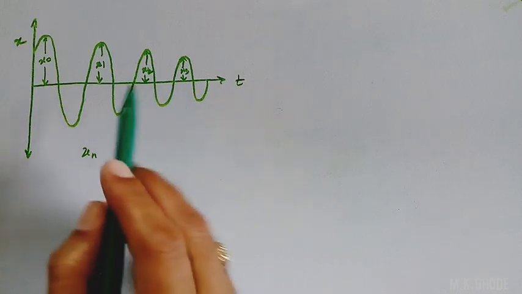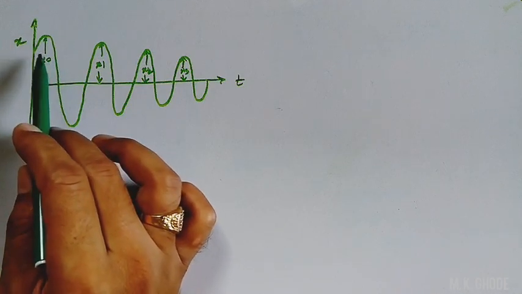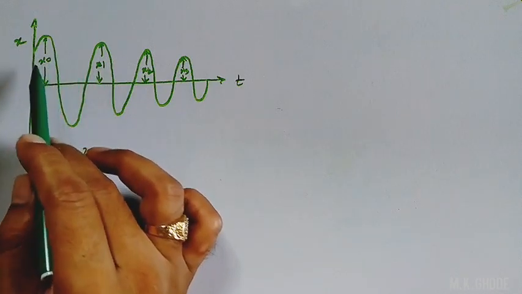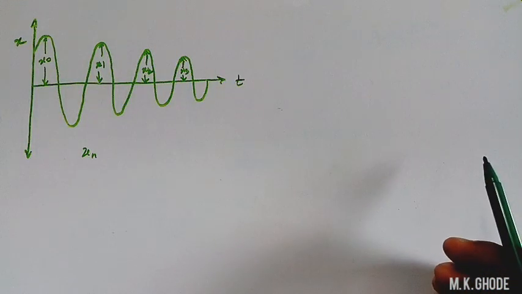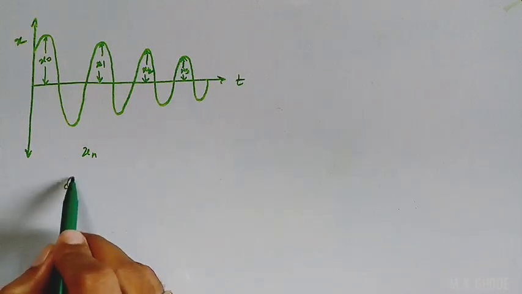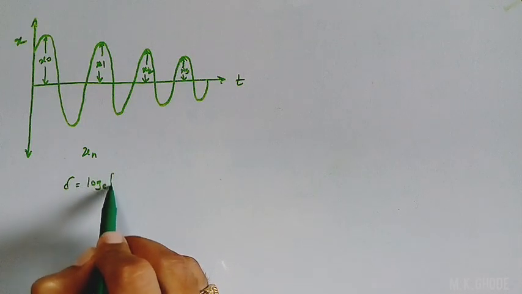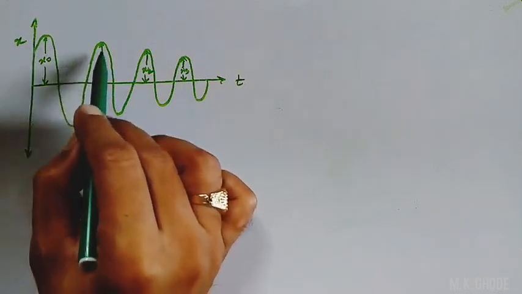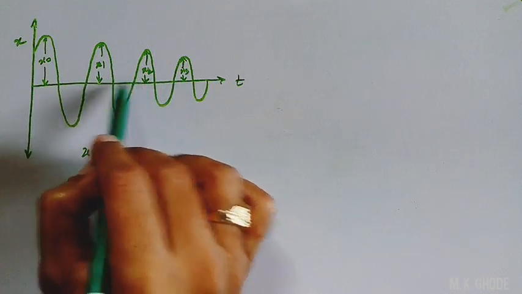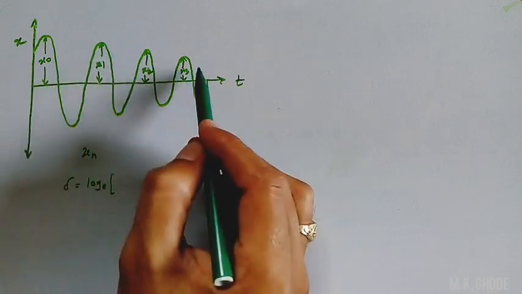Over here you need to remember that for the starting position I have taken the amplitude as x0 instead of x1. The starting amplitude is taken as x0. The logarithmic decrement is given by the natural logarithm of the ratio of any two successive amplitudes considered on the same side of the mean position. So all these amplitudes x0, x1, x2, x3 are considered on the same side of the mean position, above the mean position.